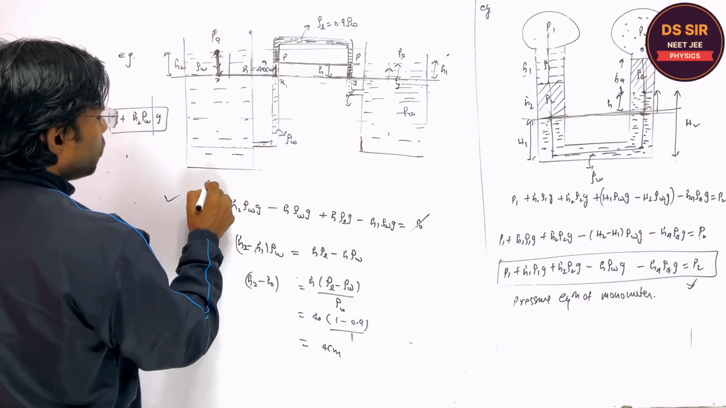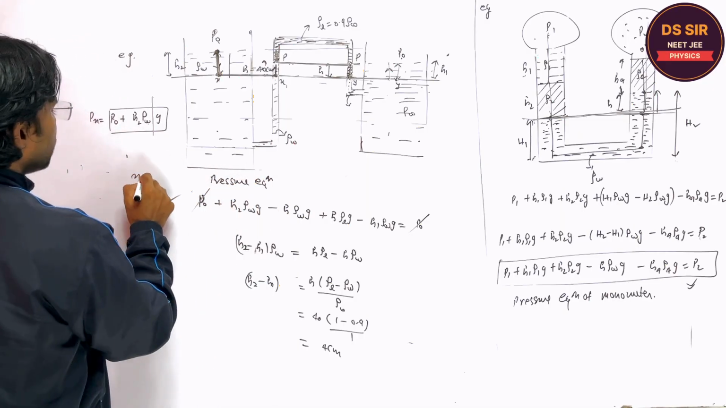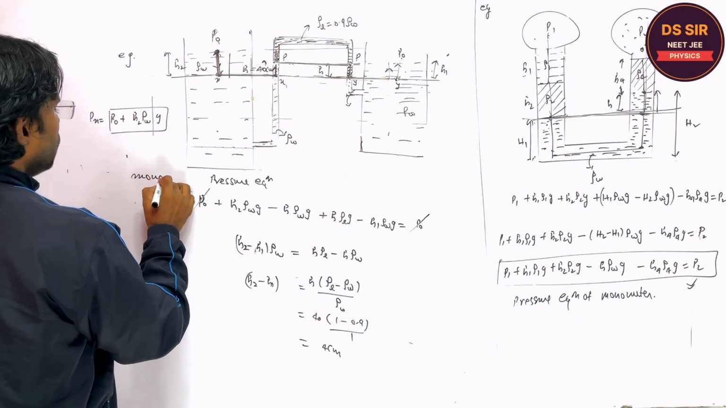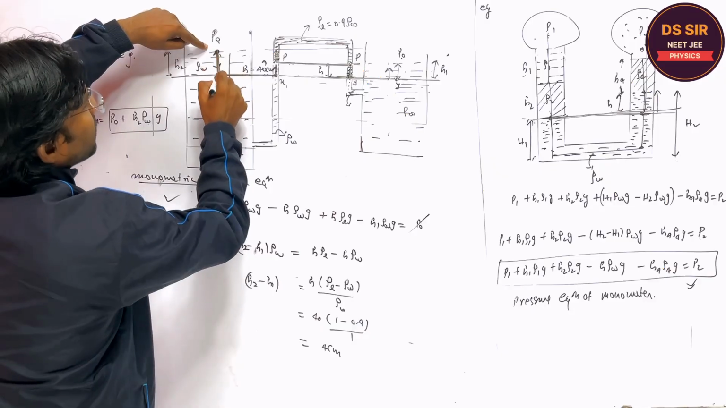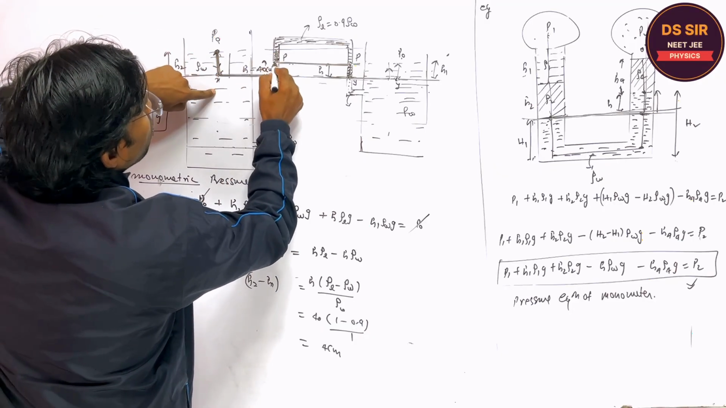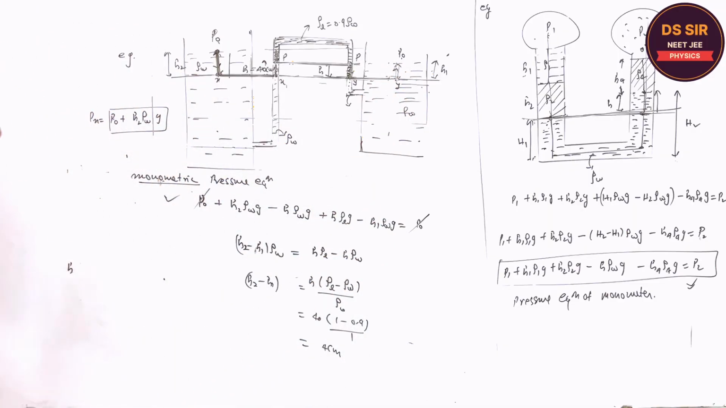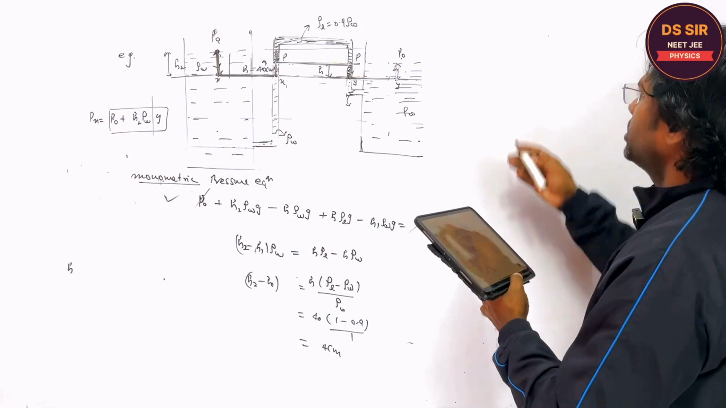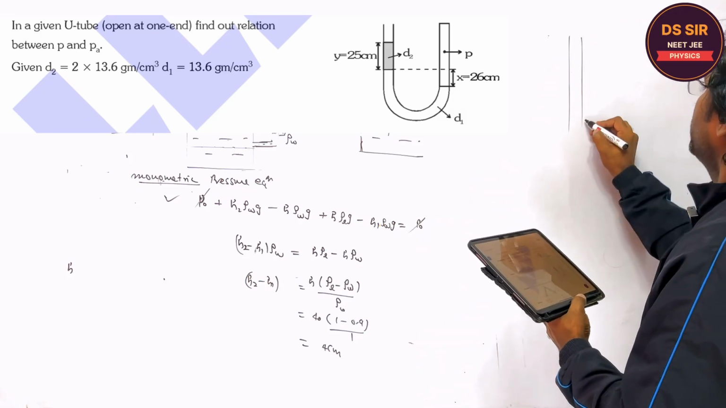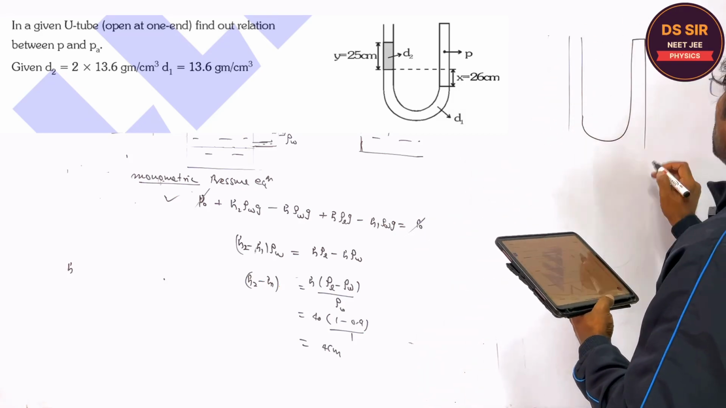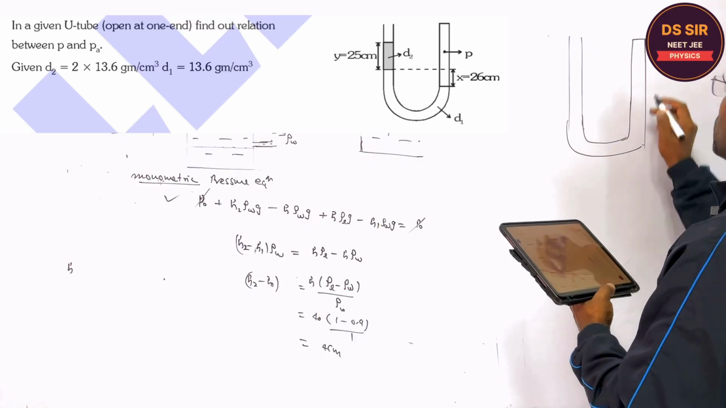Tell me. This is called the manometric pressure equation. I will start from here, then in the same liquid, move up, go down, then move up. That's it. Copy this. So in illustration number 8, this is open at one end, right, and this is closed at the other end. Fine, like this. This is the closed end.